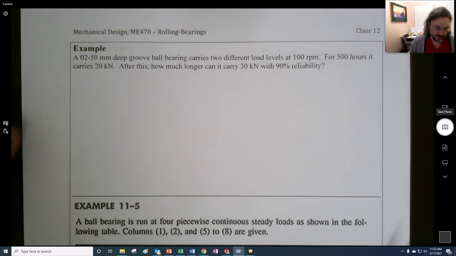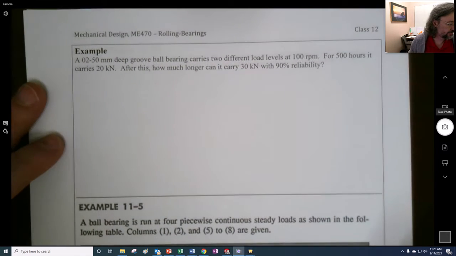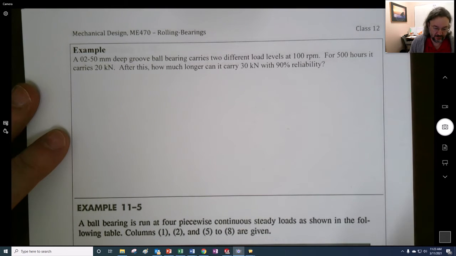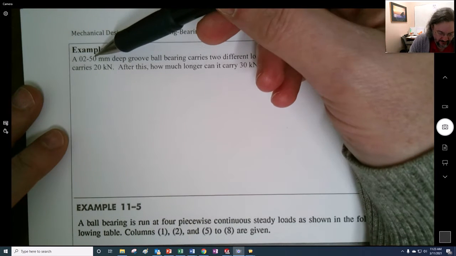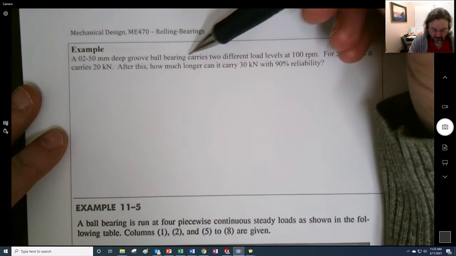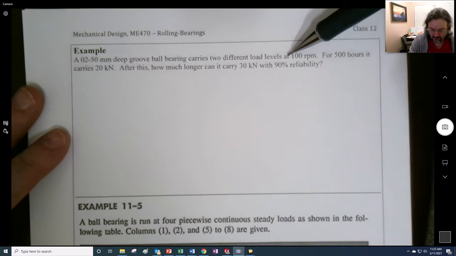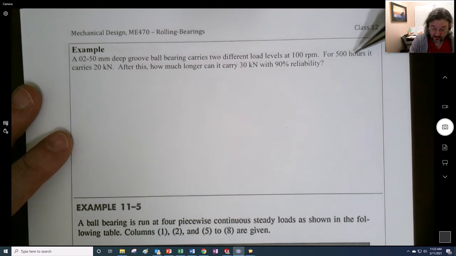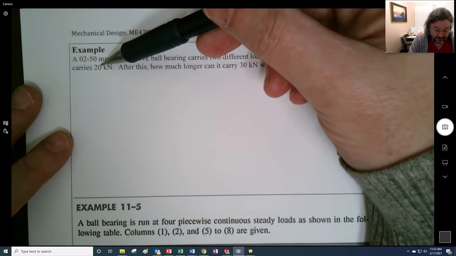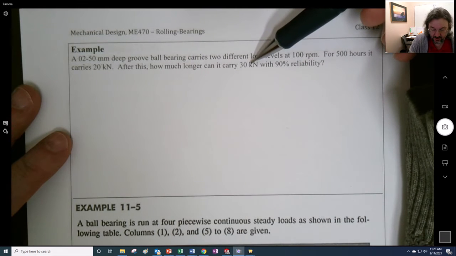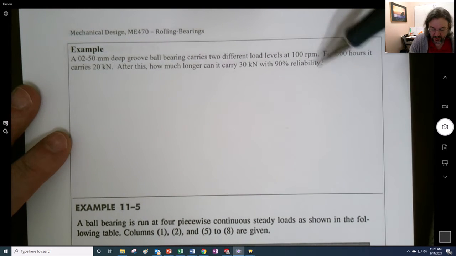Examples. I'll do 2 examples in this video because these are short. Examples of applying those concepts of the accumulated damage, right? So we have an 02 50 millimeter deep groove bearing, and it carries 2 load levels at 100 RPM, so it's the same RPM. That makes it a lot easier. For 500 hours, it carries 20 kilonewtons. After this, how much longer can it carry 30 kilonewtons with 90% reliability?